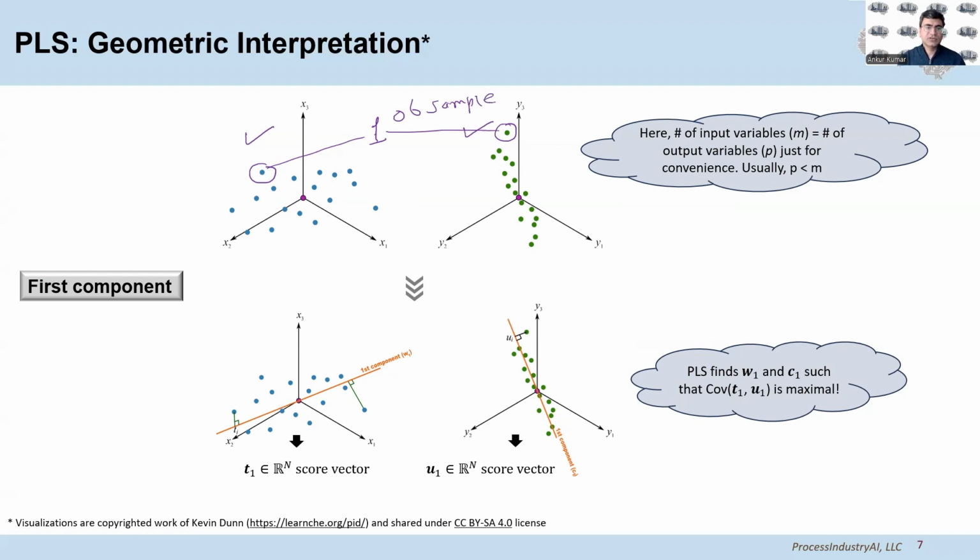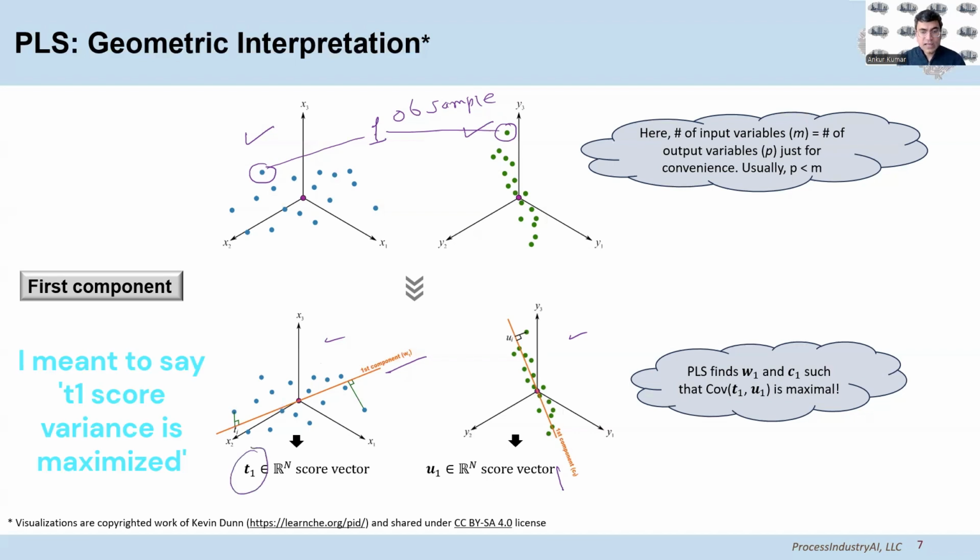Let us now focus on the task of finding the first component. Here in these diagrams, you see that the direction of the first components W1 and C1 have been highlighted. The original data samples are projected onto these components to give us the score values in the T1 score vector and the U1 score vector. Now, if you remember in PCA, the first component in the X space was found in such a way that the T1 score values were maximized.